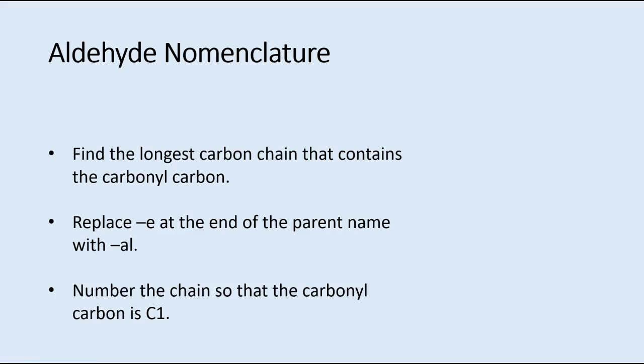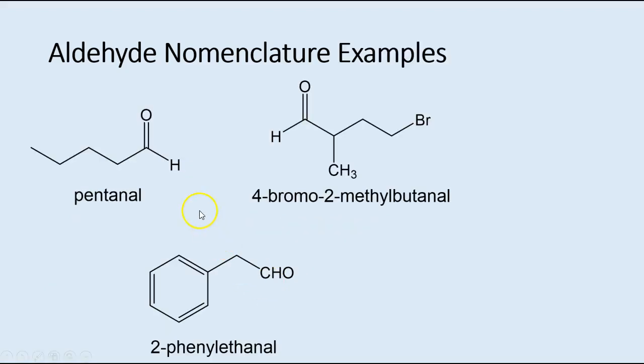So let's take a look at some examples. So here's an example. This has 5 carbons, 1, 2, 3, 4, 5. Therefore, it's pentane, and because it's an aldehyde, it's called pentanal. By definition, the carbonyl carbon has to be carbon 1 because it's going to be a terminal carbon, since there's nothing on this side but a hydrogen. So all aldehydes have the carbonyl carbon at carbon 1.